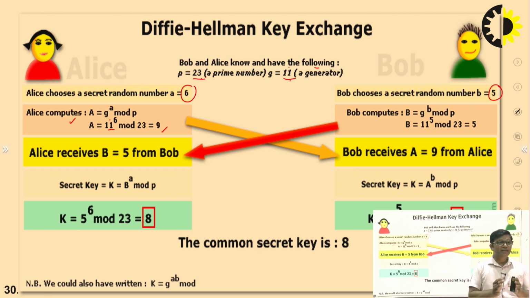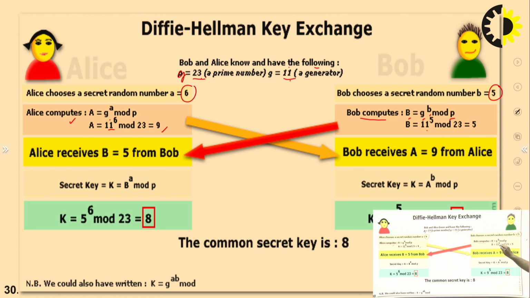9 is a new number, obtained by using these two public numbers and the secret random number 6 chosen by Alice. So this is the formula to encrypt my secret number. Similarly, Bob also computes B equal to G to the power B mod P. Here G is 11, the same G.